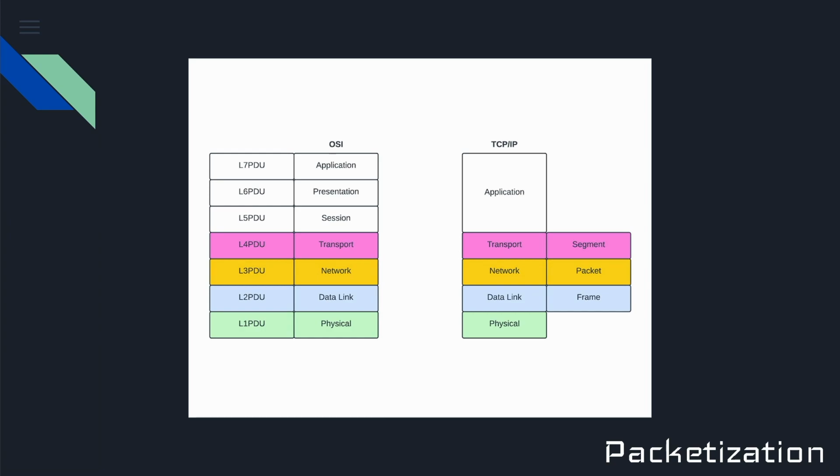However, instead of using segment, packet, and frame, the OSI model uses protocol data units, and that represents the bits that include headers and trailers for the layer along with encapsulated data. And the PDU is referenced by the layer itself. So, for example, an IP packet would be a layer 3 PDU or an L3 PDU.